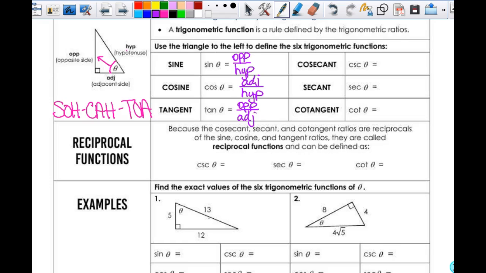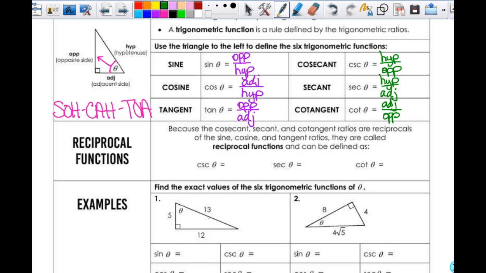Okay, so then the other 3 that should be new to you are cosecant, secant, and cotangent. And those are just reciprocals of the first 3. So you have to make sure that you connect them to the correct ones. Sine and cosecant are reciprocals of each other. Okay, so that means cosecant, since sine is opposite over hypotenuse, it's hypotenuse over opposite. Secant is the reciprocal of cosine, which means it will be hypotenuse over adjacent. And cotangent is the reciprocal of tangent, and that gives you adjacent over opposite.